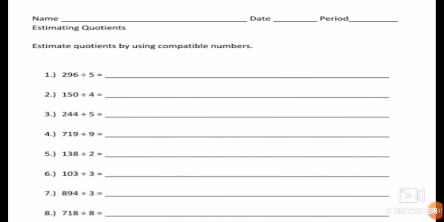In the sixth also we have 103. Again it will be rounded off to 100, because on the tens place you have 0. So nothing will be added on the 100 place. So it will become 100 divided by 3. So you will get the quotient.